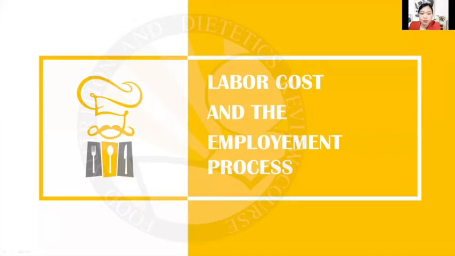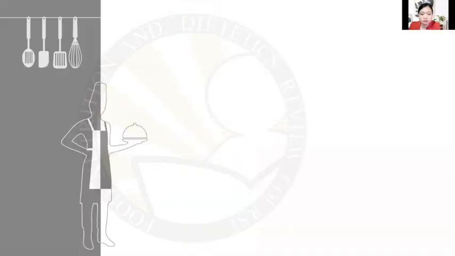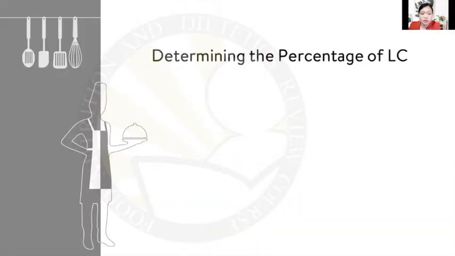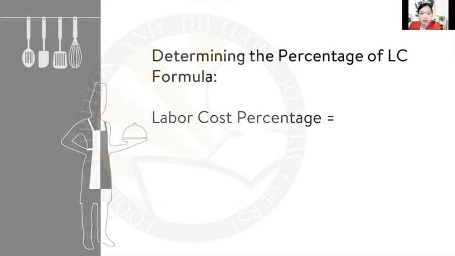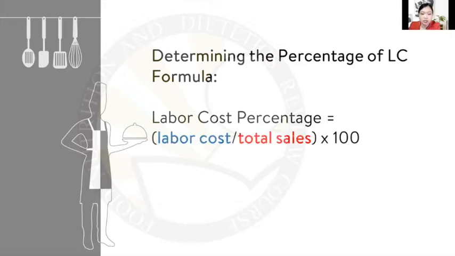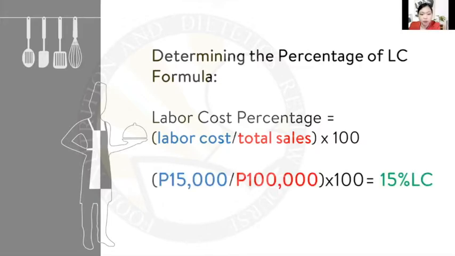Our next topic will be about labor cost and the employment process. So how do we determine the percentage of labor cost? With the formula, labor cost percentage is equal to labor cost divided by total sales times 100. So for example, 15,000 pesos divided by 100,000 pesos times 100 gives us 15% labor cost.